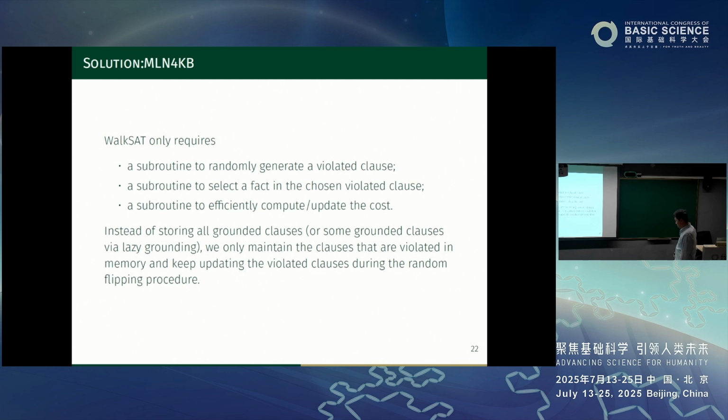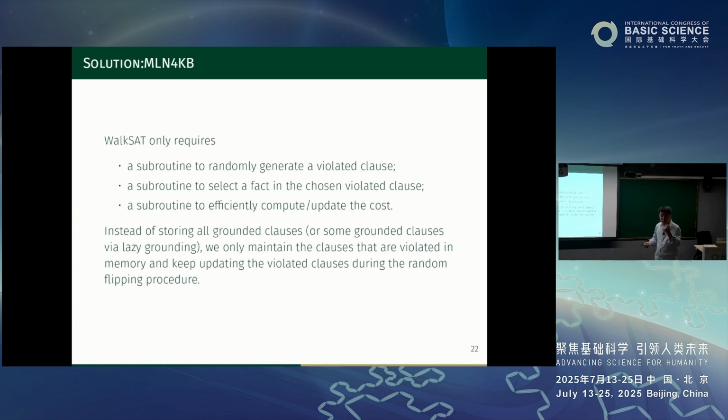So our solution is to still use the WalkSAT algorithm to solve the problem, but we don't want to do the grounding. We look at the algorithm and see how to perform it. Then we find that we only need 3 subroutines to make the method work. We skip the grounding phase. What are the subroutines? The first is to randomly generate a violated clause, where a clause means a rule. I want to see which rule is violated.